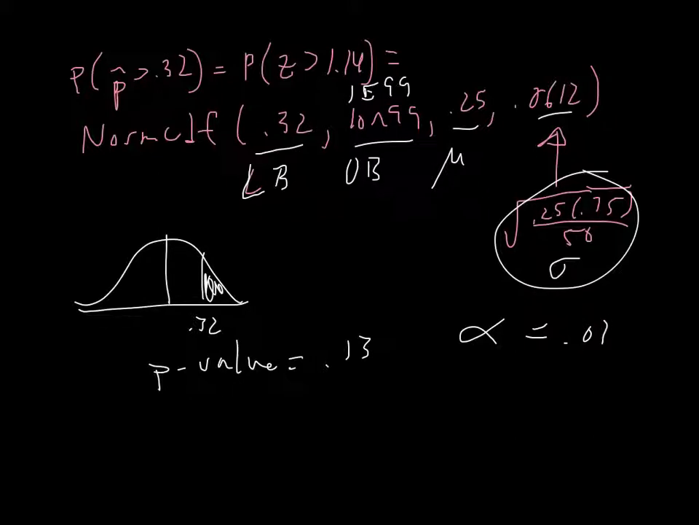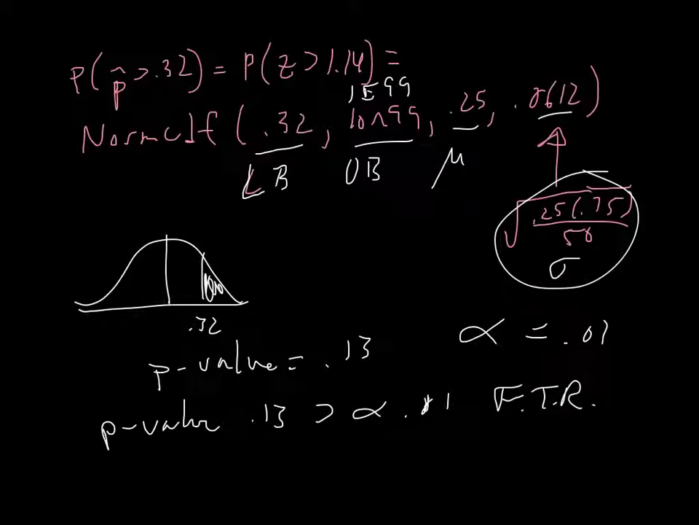We want something pretty strict so that it's tough to reject. With a p-value of 0.13 greater than alpha of 0.01, we're going to fail to reject. We do not have enough evidence to reject the null hypothesis. We have no reason to believe otherwise, that this machine is no greater in determining a bomb other than pure chance itself.